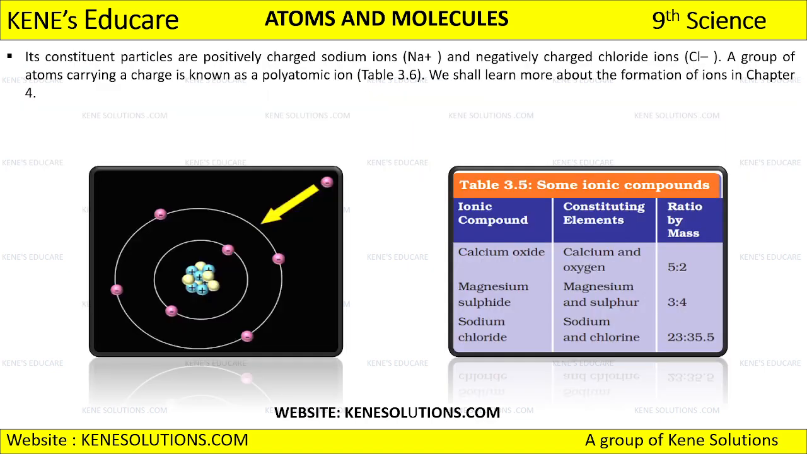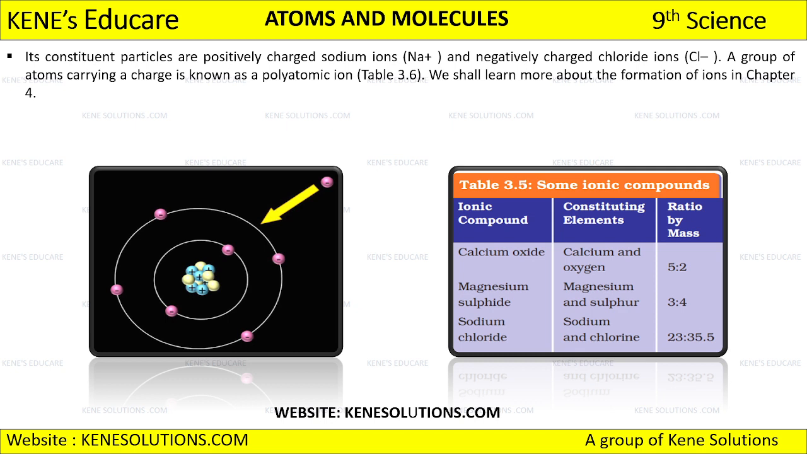After that, we have some ionic compounds given here, along with their constituting elements. The ionic compounds given here are calcium oxide, magnesium sulfide, and lastly sodium chloride.